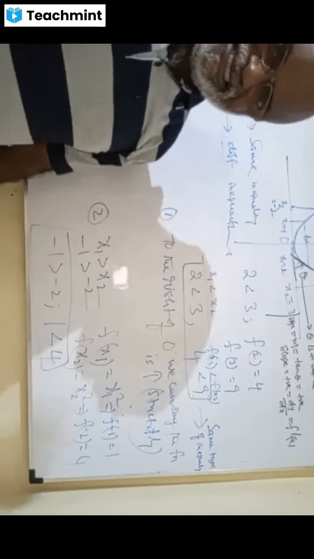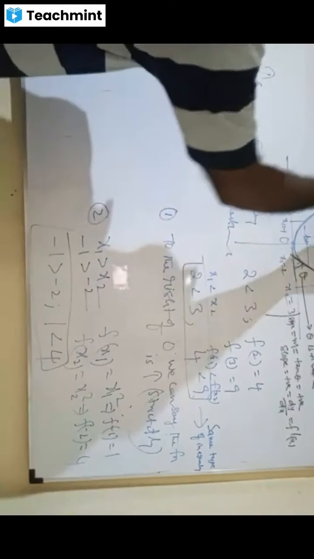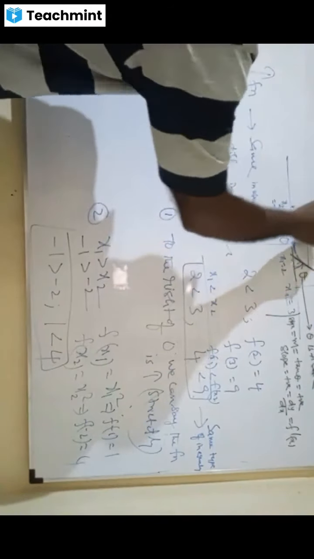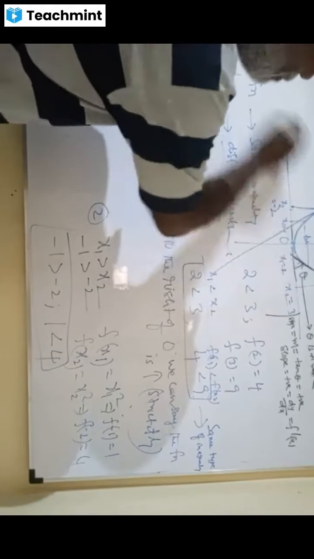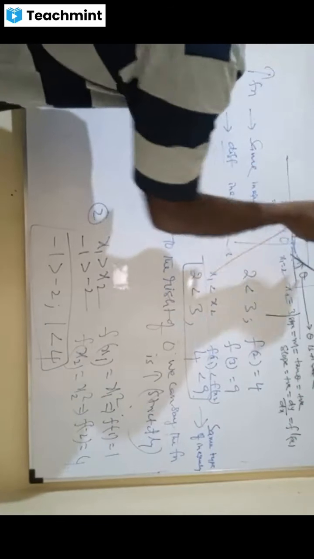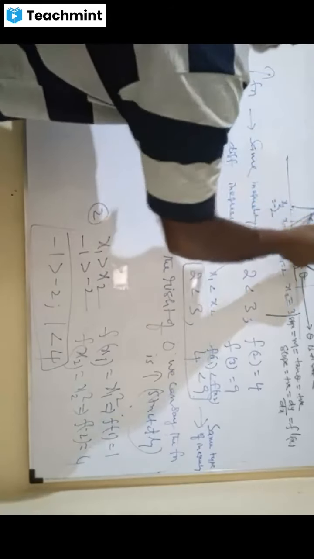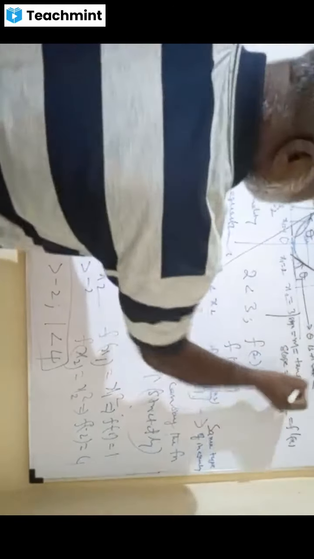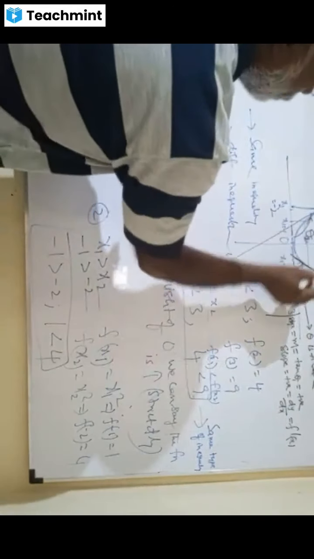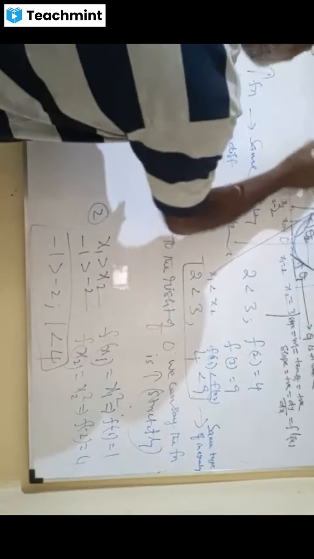Clear? Same way, draw a tangent here, on this side. You are measuring from the positive x-axis, anticlockwise. The tangent makes this angle, theta. Tell me, is theta acute or obtuse? Obtuse. So theta 1, theta 2. Theta 2 is obtuse.